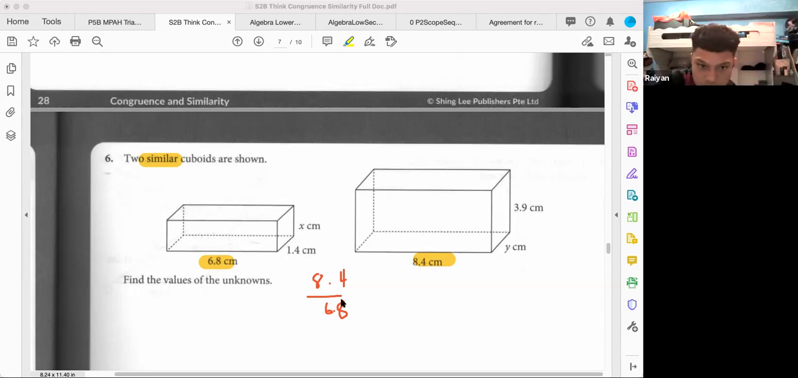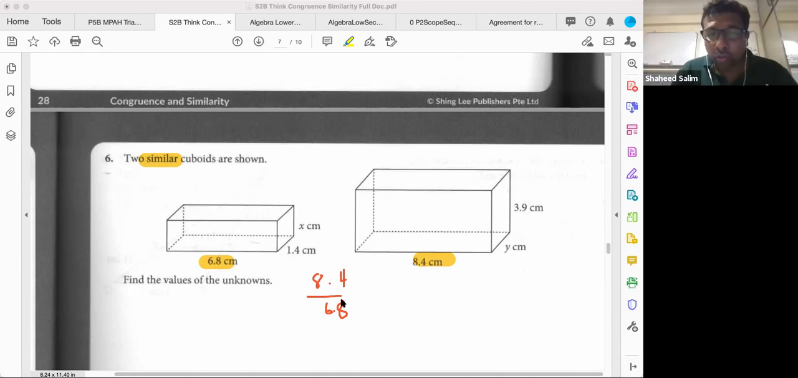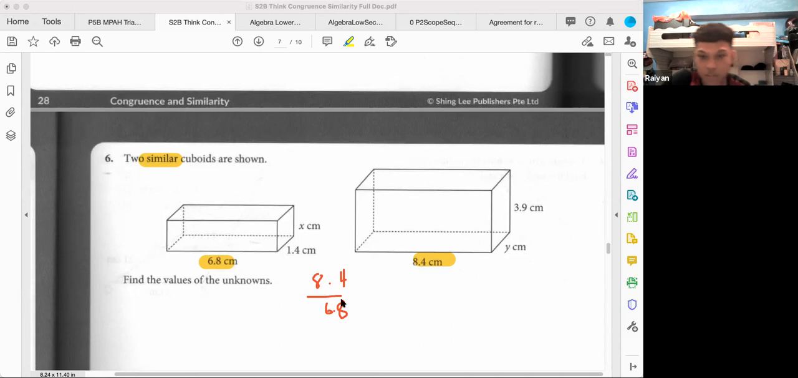It's times right here, like 1.4. If you go from small to big, times. From big to small, divide. You want to find Y first, or X? For Y is 1.73. Well done.